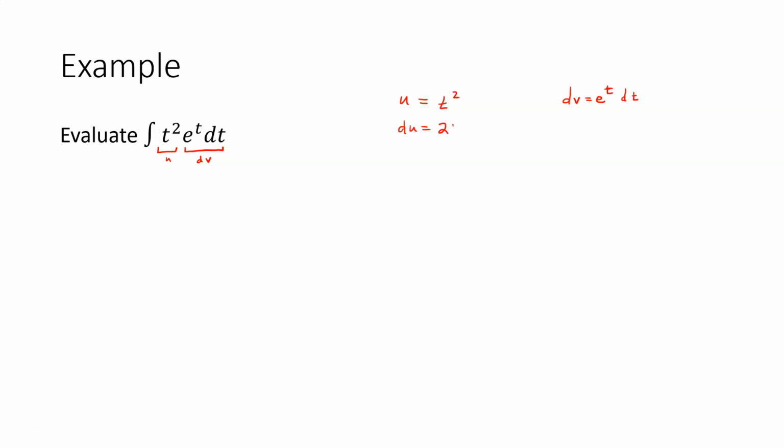So du is 2t dt, and v will just be e to the t. Right? Doing the antiderivative of e to the t, I get e to the t. And so our integral now will be uv minus the integral of v du. So that'll be t squared e to the t minus the integral of 2t times e to the t.